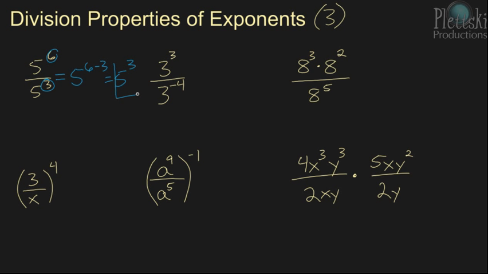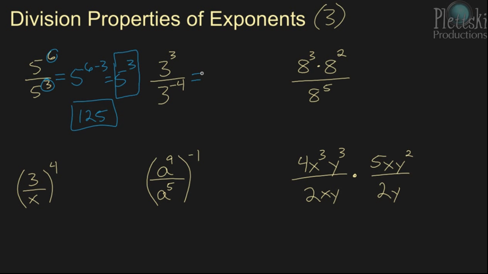Now you could multiply that out, or you can leave it like that. It depends on what the question's asking for. If you multiply it out, it would be 5 times 5 times 5, which is 5 times 5 is 25, and then 25 times 5 is 125. So either answer should be okay, depending on what the question's asking for.